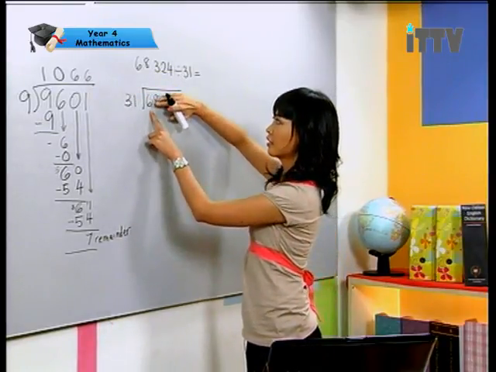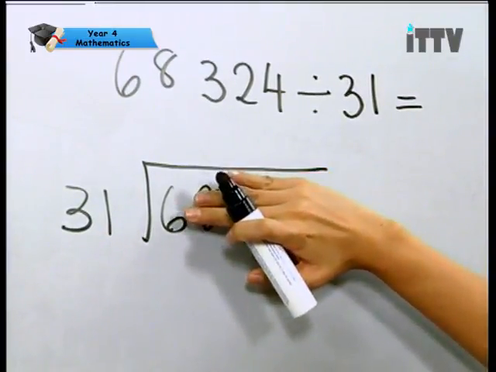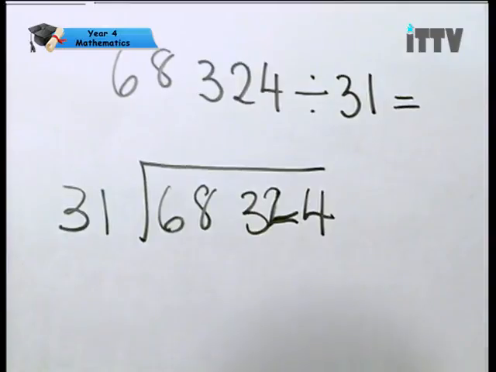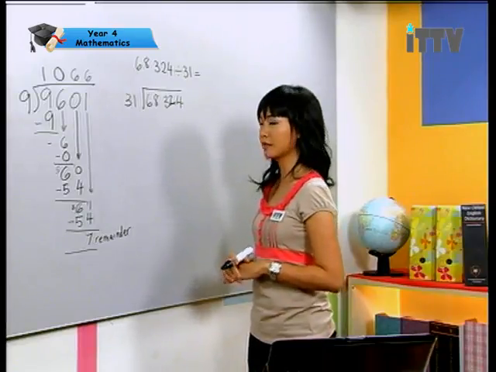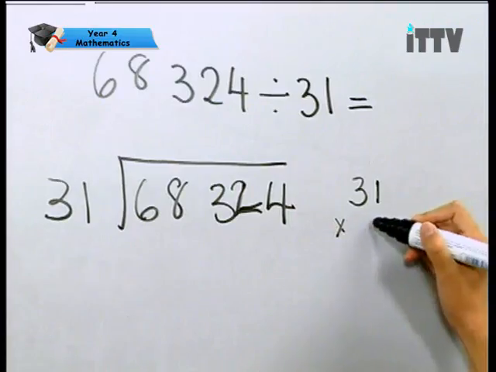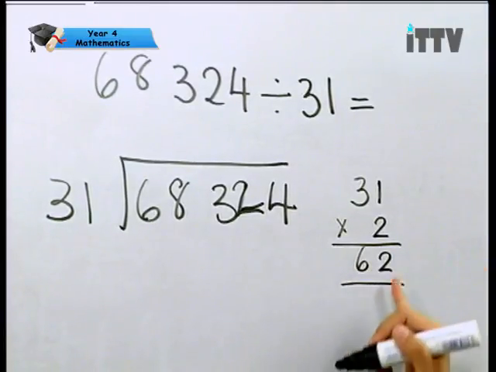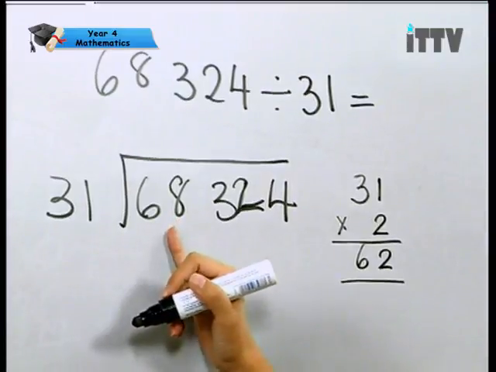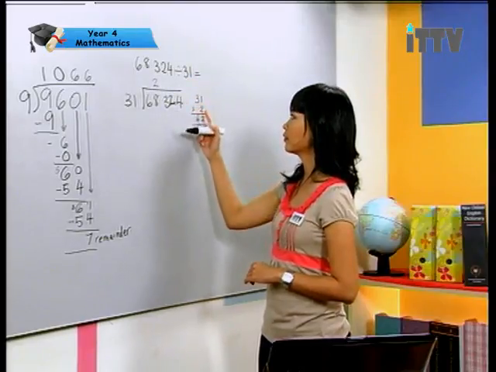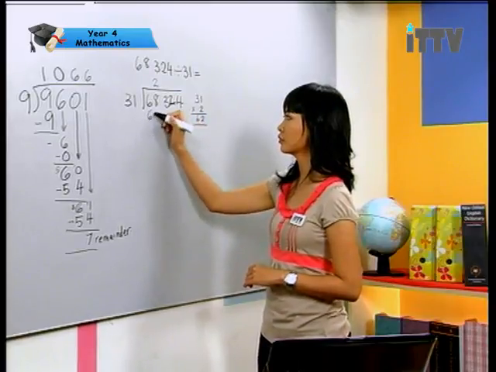Okay, 6. Close the rest. Can 6 be divided by 31? No! Okay, what about 68? Can 68 be divided by 31? Yes, but by how many? Okay, so let's try using multiplication. 31 times 2, what is it? We have 2 here and 6. 62 is pretty close to 68 and it's a smaller number. So, we write 2 over here.